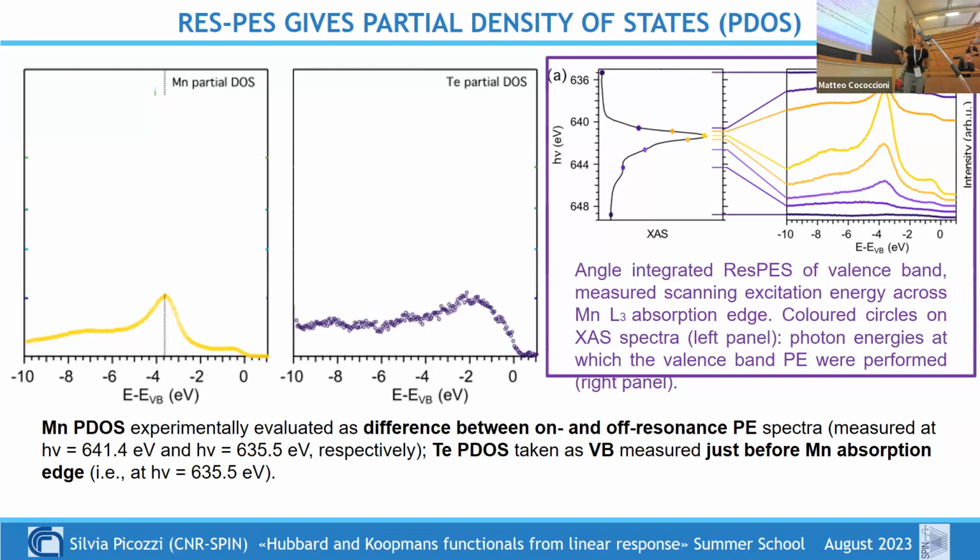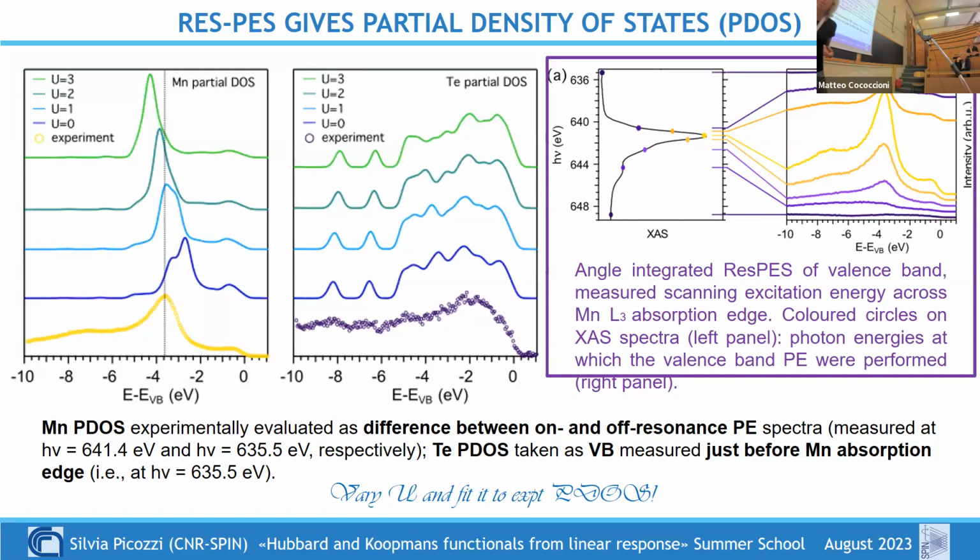This is what they get. This is the experimental spectrum. The remaining part, the resonance minus off-resonance, is presumably attributed to everything else that is not manganese, so presumably tellurium. What we can do is scan the U and see where the peak matches. In this case, you see that something between, let's say, 1 and 2 would probably match the experimental spectrum.